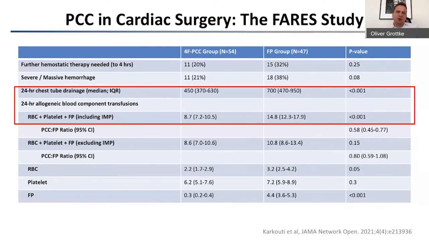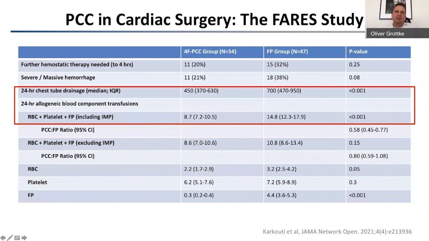But up to now, we had no randomized controlled trial actually investigating four-factor PCC in this context. The first study, done by Karkouti and colleagues and just published, investigated the use of four-factor PCC in the so-called FARES study. This is more or less a feasibility study: can we give four-factor PCC as first-line treatment in bleeding patients undergoing cardiac surgery, as opposed to the fresh frozen plasma group? You can see small numbers. However, this was a feasibility trial.